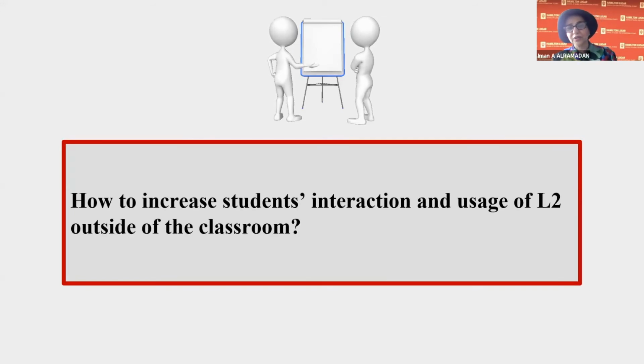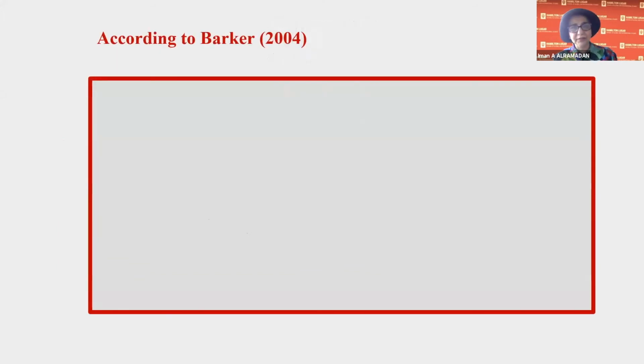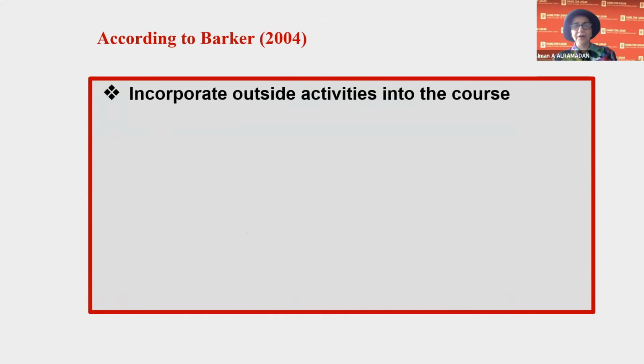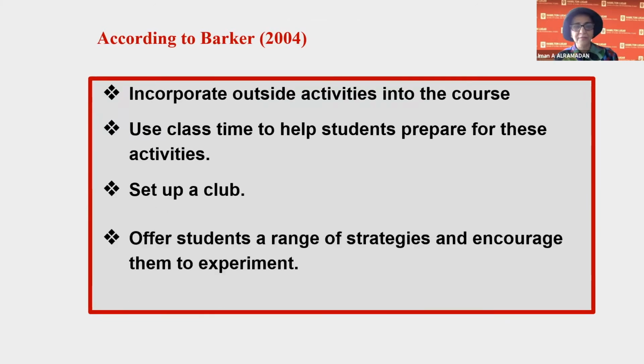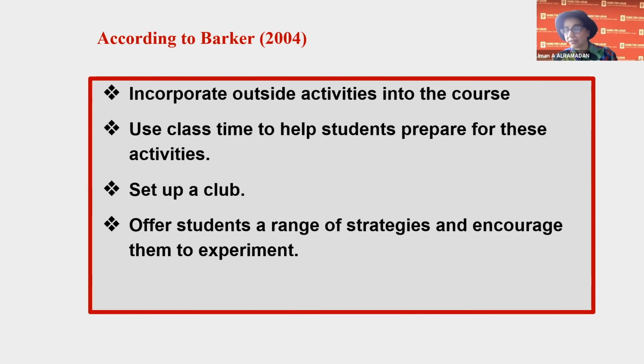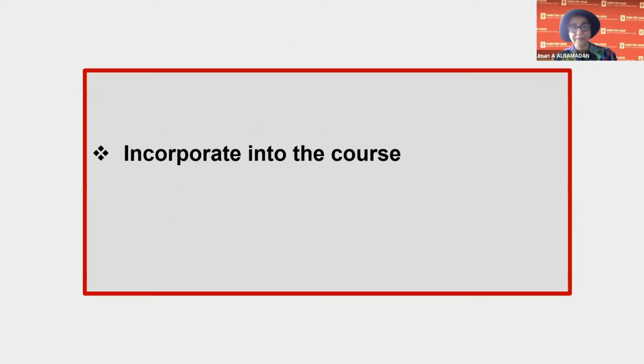So how to increase student interaction and usage of L2 outside of the classroom? We will take a little bit of time to discuss that later. According to Barker, we have several strategies that help to increase students' usage of language outside of the classroom. Among them: one, incorporate outside activities into the course; use classroom time to help students prepare for these activities; set up a club or more than a club; offer students a range of strategies and encourage them to experiment; and hold an L2 camp. Let's examine the first strategy, incorporate into the course.